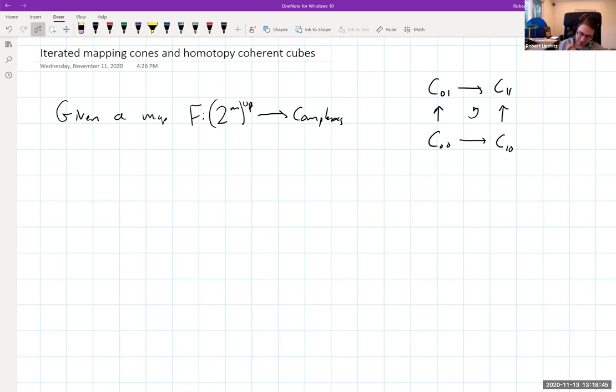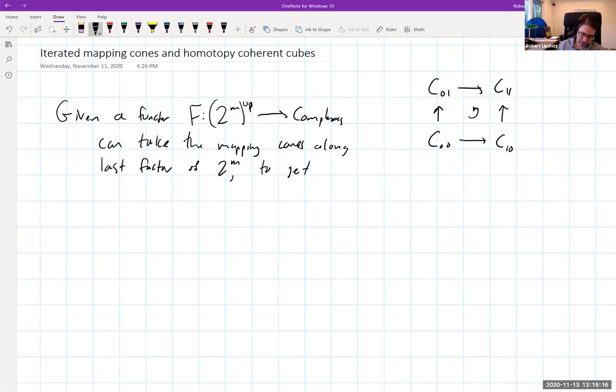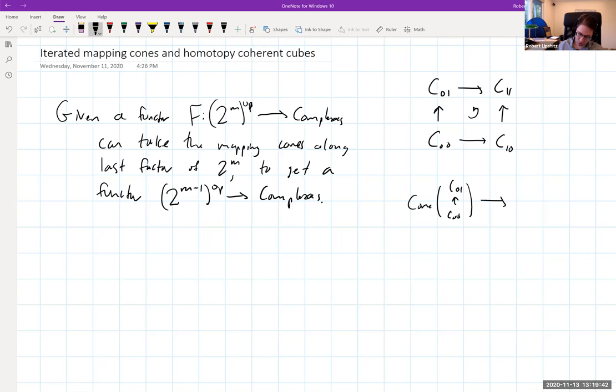Map means functor, of course. You can take the mapping cones, let's say along the last factor of 2 to the m, to get a functor 2 to the m minus 1 up to complexes. So here I would take this cube and replace it by the cone of the map C00 to C01, and the cone of the map C10 to C11.